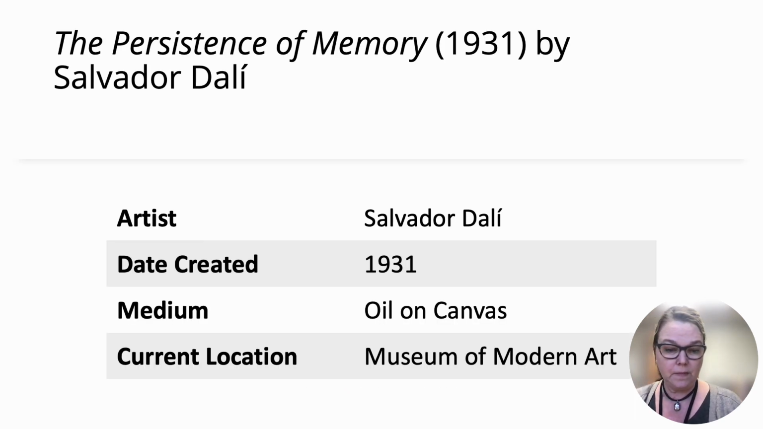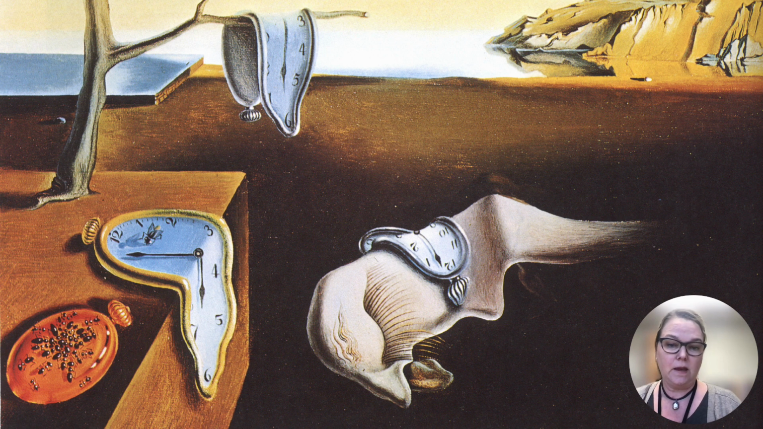The Persistence of Memory by Salvador Dali. Dali is getting into surrealism. It's just a movement where they're painting realistic things in a very imaginative, dreamy sort of way.